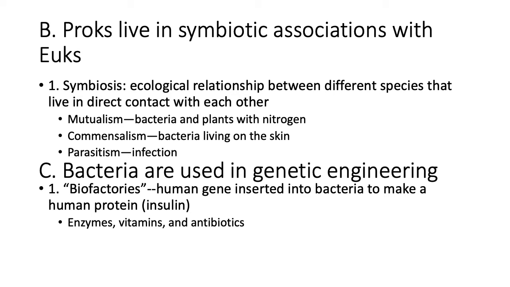Symbiotic associations. So symbiosis just means that we have a close ecological relationship that are in direct contact with each other, and there's 3 types of symbiosis: mutualism, commensalism, and parasitism. Mutualism means both parties benefit from each other, and an example of that would be the bacteria in the soil and plants with nitrogen. So bacteria take nitrogen gas, convert it to nitrates and nitrites. Plants use the nitrates and nitrites to build molecules that they need.